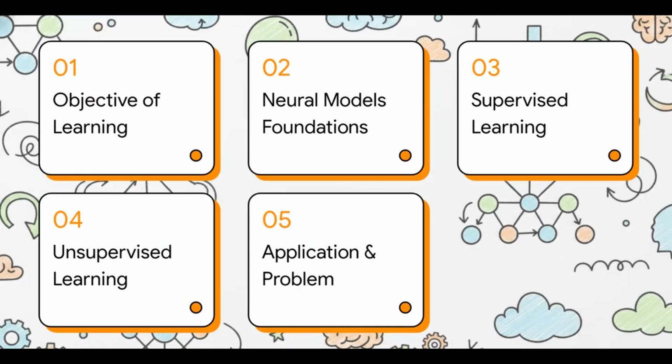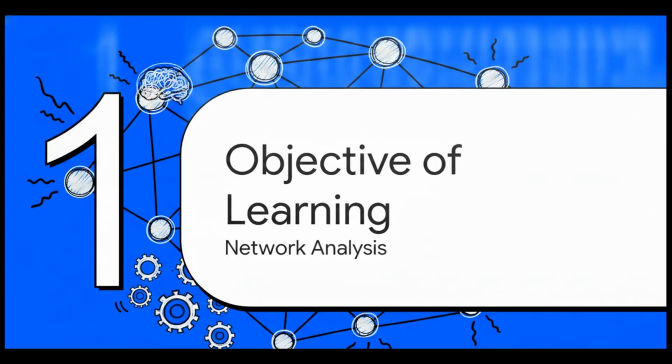Here's a quick roadmap for where we're headed. We'll cover the objective of network learning, foundations of neural models, supervised learning algorithms, unsupervised and reinforcement learning, and finally, application and problem solving. Starting off with Section 1, the objective of network learning.